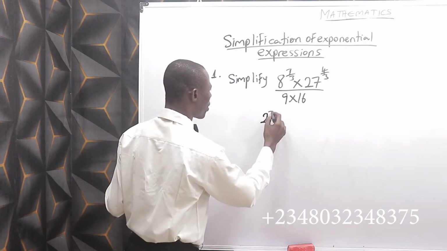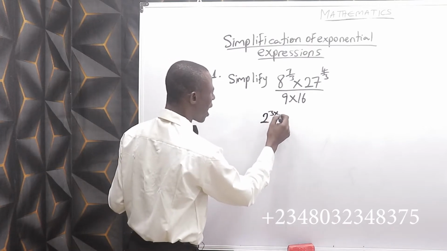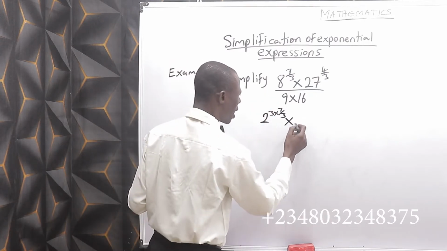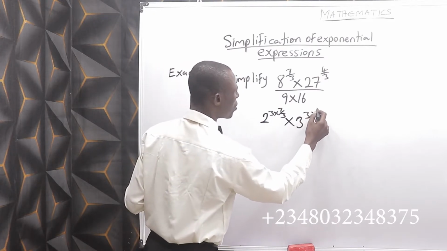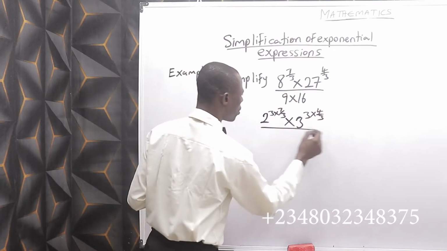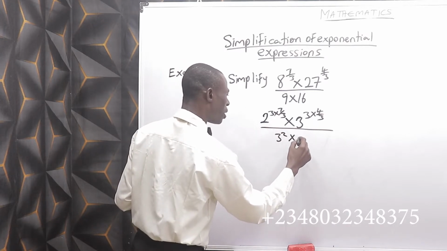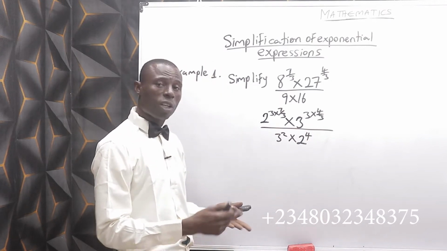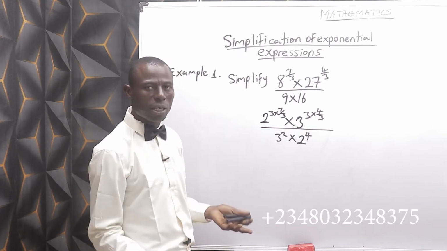8 is 2 raised to the power 3. We express the 8 in index form as 2 raised to the power 3 times 7 over 3, times 3 raised to the power 3, that is 27, times 4 over 3. So 9 is 3 squared and 16 is 2 raised to the power 4. 16 could be expressed as 4 raised to the power 2 or 2 raised to the power 4. Either of them will give you 16 at the end of the day.